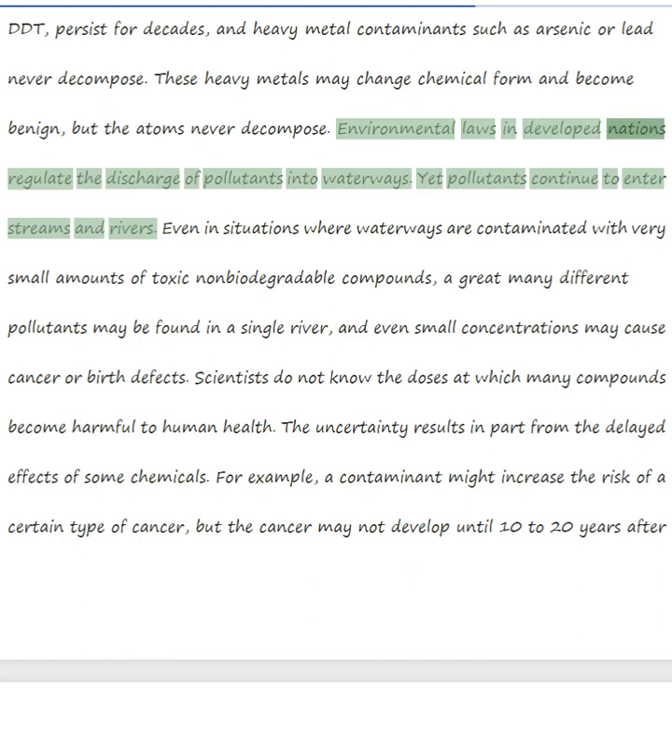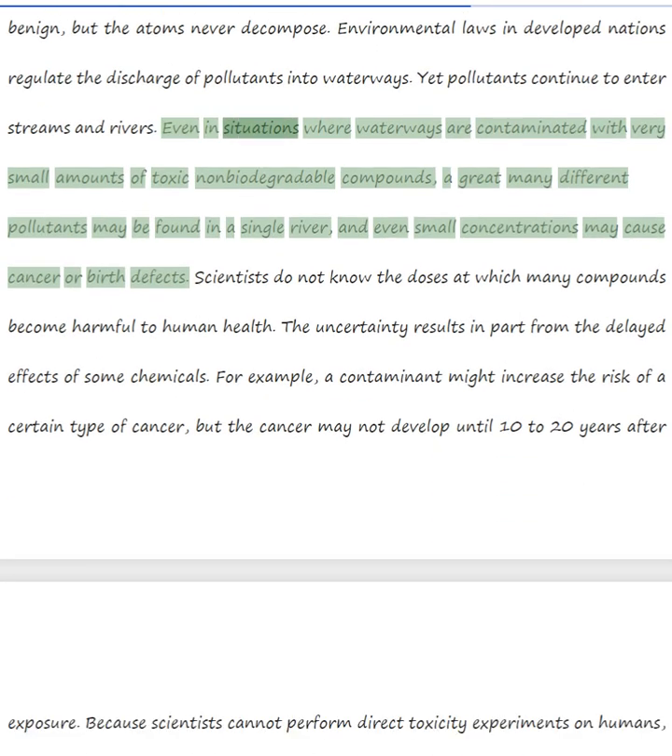Environmental laws in developed nations regulate the discharge of pollutants into waterways. Yet pollutants continue to enter streams and rivers. Even in situations where waterways are contaminated with very small amounts of toxic non-biodegradable compounds, a great many different pollutants may be found in a single river, and even small concentrations may cause cancer or birth defects.